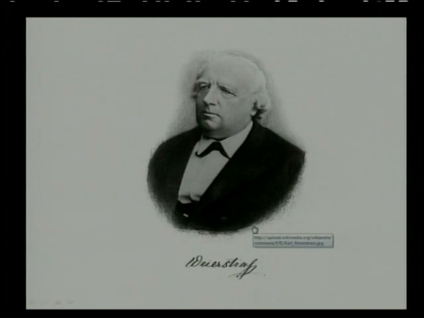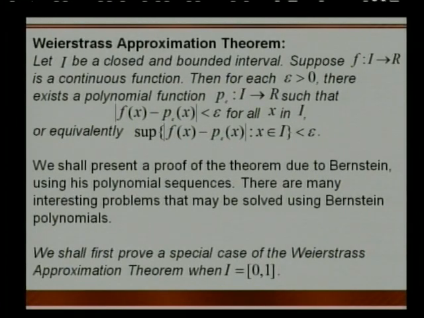So we were here, and now this is the statement of the Weierstrass approximation theorem, which tells you that if I is a closed and bounded interval, and f is a continuous function, so the hypothesis is the same as what I have written on the blackboard, then for any epsilon positive, there exists a polynomial function p such that the difference is less than epsilon.